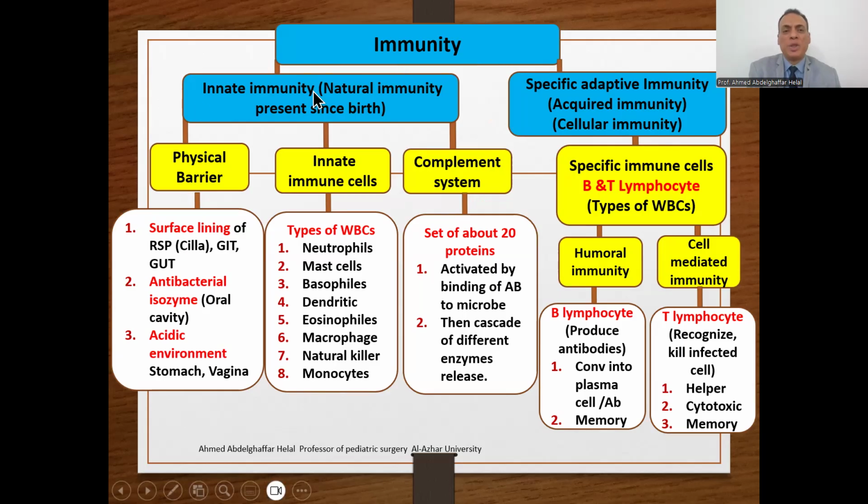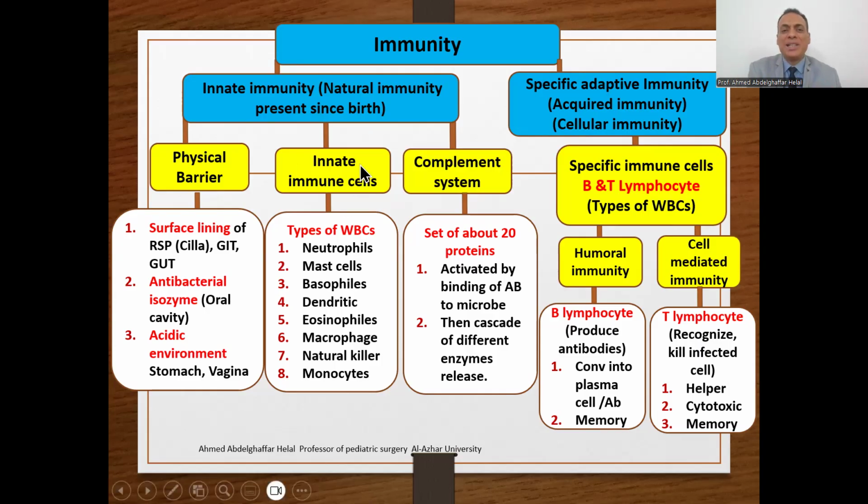We know that the immunity may be innate immunity. We mean by innate or natural that which is present since birth. At first, our body is protected with the physical barriers to prevent the organism from passing through it. The surface lining of the respiratory and the gut epithelium, the antimicrobial enzymes, the acidic environment in the stomach. All these are barriers for the microorganism.